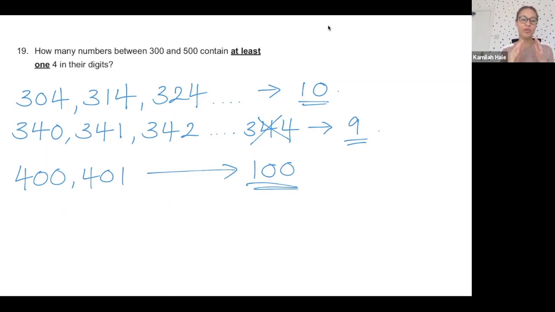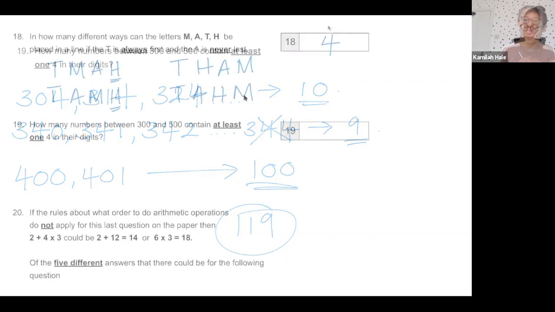So we've covered all of the numbers between 300 and 500 that have a 4 in them. So all we need to do now is to add those up. So what do we get? Yeah, we get 119. So there are 119 numbers between 300 and 500 that contain at least one 4 in their digits.